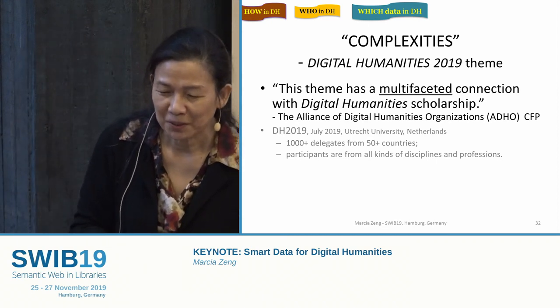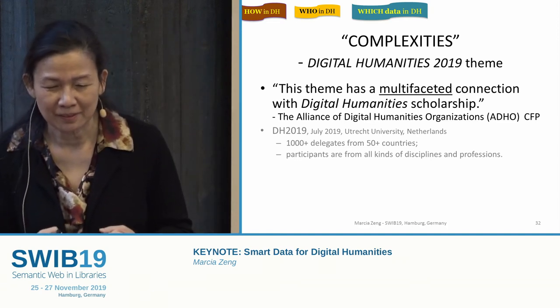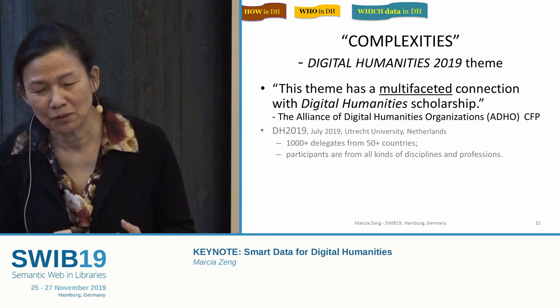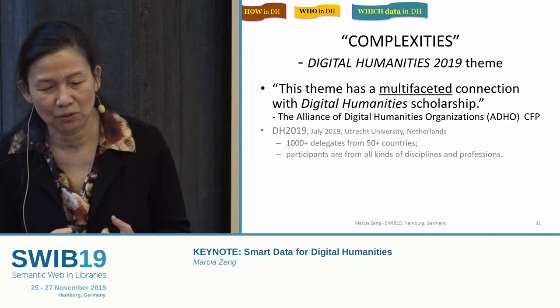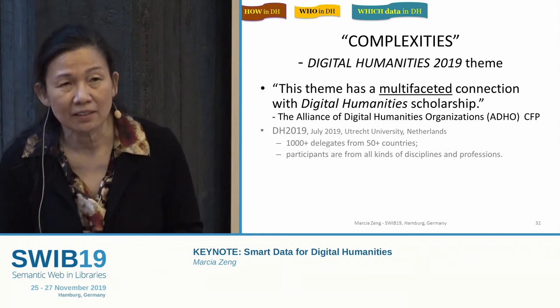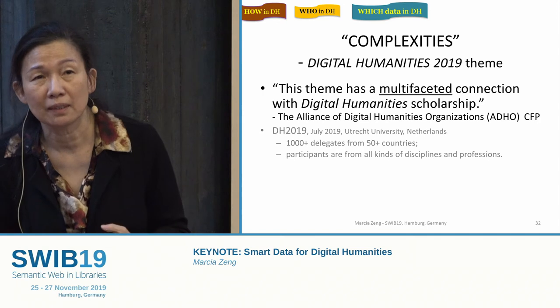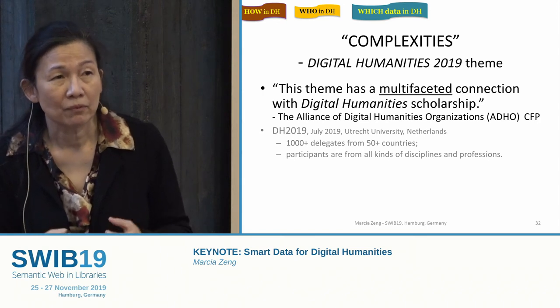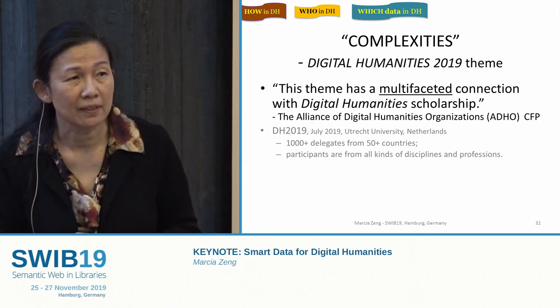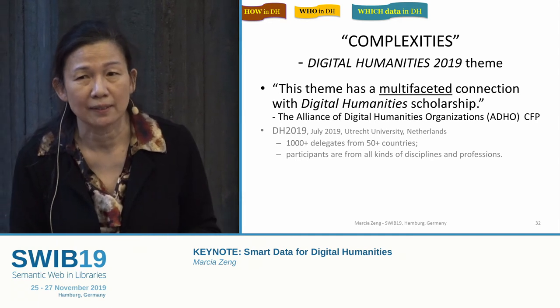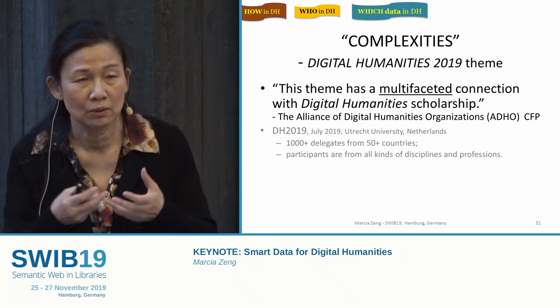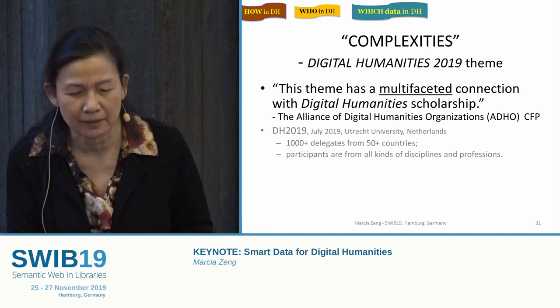This complexity became the theme of the 2019 Digital Humanities Conference. This conference was attended by more than 1,000 people from all kinds of fields. You cannot say which field is stronger than another, and the majority are co-authors and collaborators.